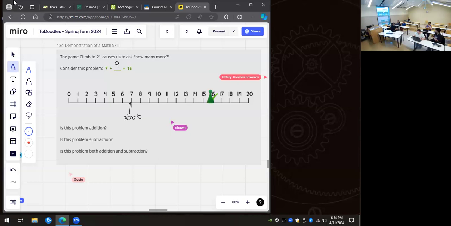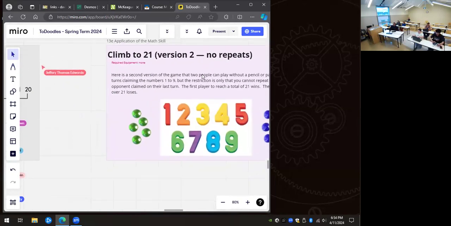Some people think about it with distance, a word that neither you nor I said that might help some people. The distance between 7 and 16 is 9. Right. The number line. If you're measuring distance between two things, that's subtraction. Yep, I like what you said.